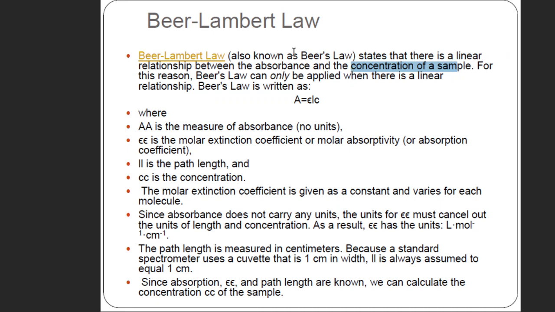Wherever concentration comes, we have to remember Beer's law. Beer's law can only be applied when there is a linear relationship, and it can be written as A = εLC. So A is the absorption unit, epsilon is the molar coefficient or molar extinction coefficient or absorptivity coefficient, L is the path length, and C is the concentration.